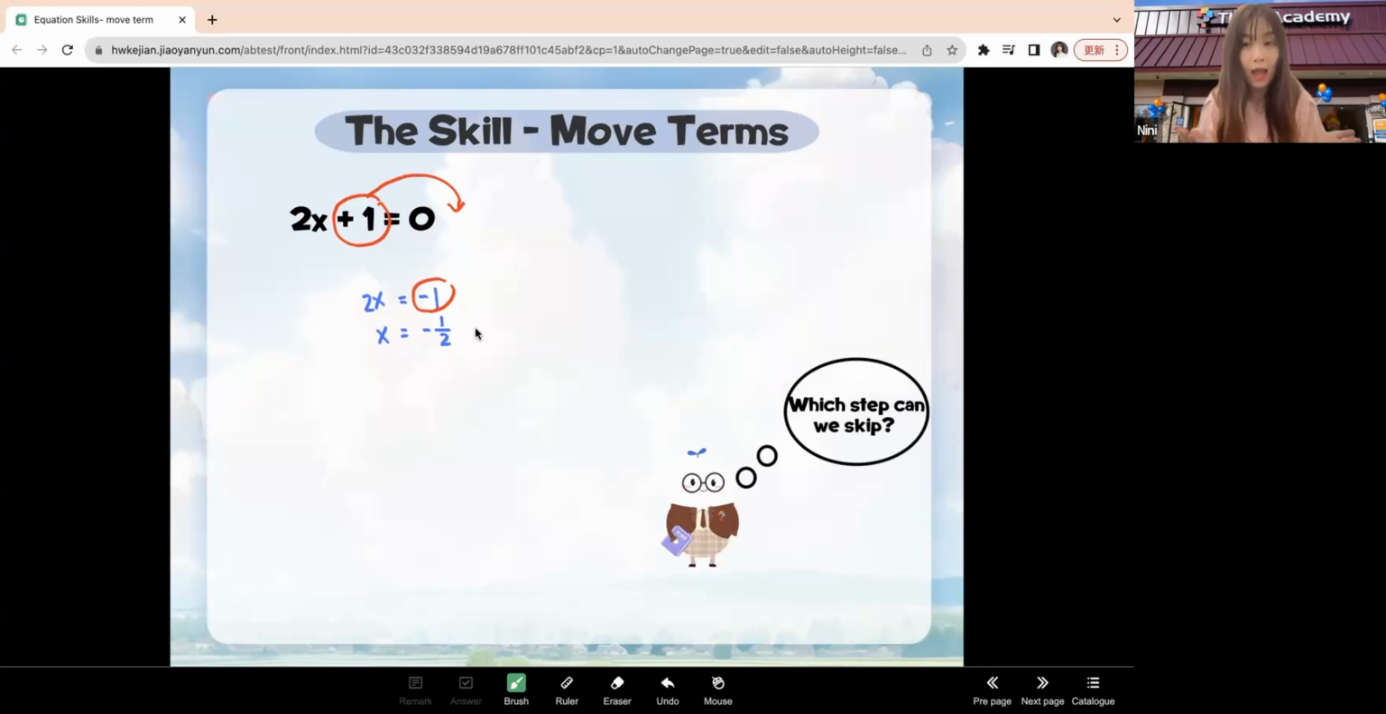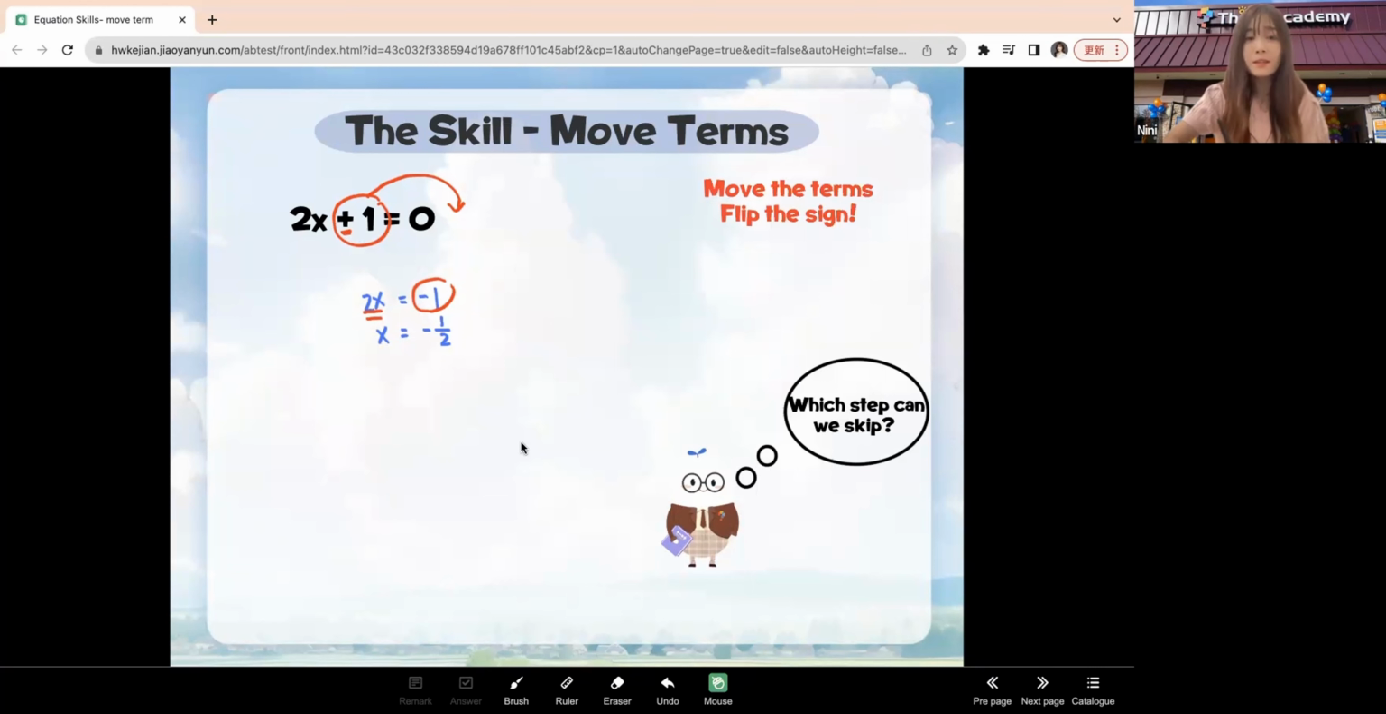The motivation why we want to move this term to the other side is because we want to isolate the variable itself. And then as we move the terms from one side to the other side, be careful, even though the digit is the same, we have to flip the sign from plus to minus or from minus to plus. Okay? All right. So just remember 2 short phrases. Move the terms, but you need to flip the sign.